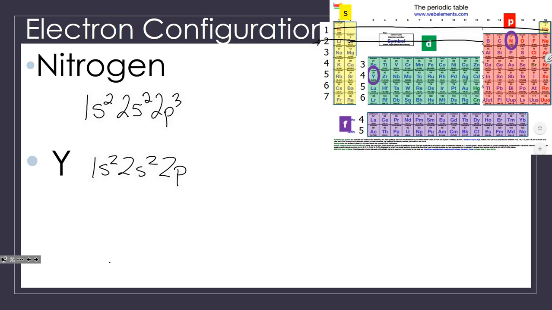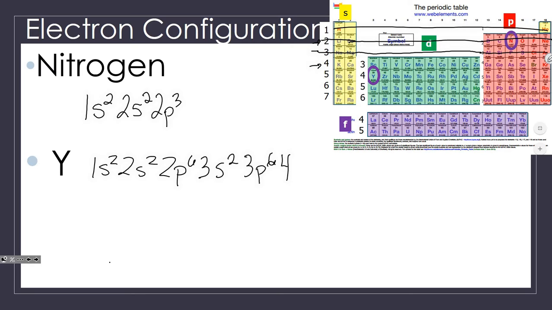But instead of 2p3, we're going to go all the way through the P, right? So 2p6, then I hit the third row, and I go through the S, and how many do I go through? 2. And then, following across, I hit the 3p, good. How many am I going to go through? 6, good.